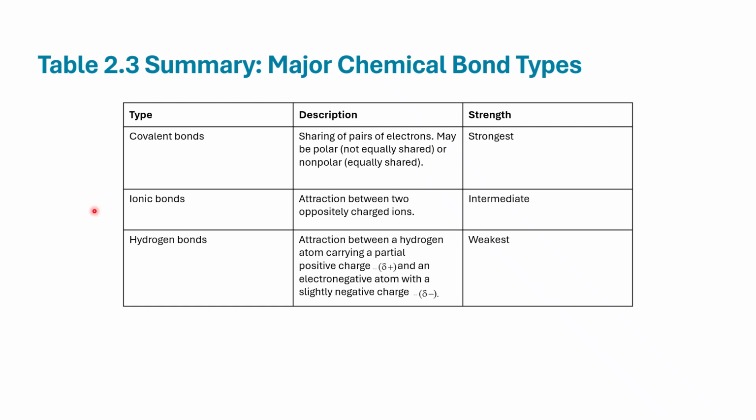Covalent bonds, this is a little summary again. Covalent bonds, ionic bonds, and hydrogen bonds. Covalent bonds, sharing of the pairs of electrons, may be polar or nonpolar. Those are the strongest type of chemical bonds. Next is ionic bonds. This is an attraction between two oppositely charged ions, because remember, it either gives away electrons or takes them. This is intermediate, so the middle of the pack on strength. And hydrogen bonds, these are attractions between those charges on the water molecules, positive and negative. So this is the weakest type of bond.